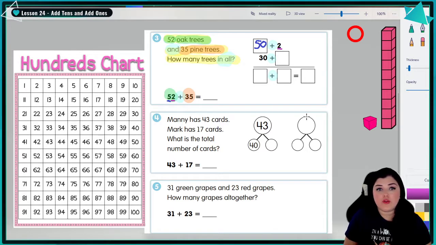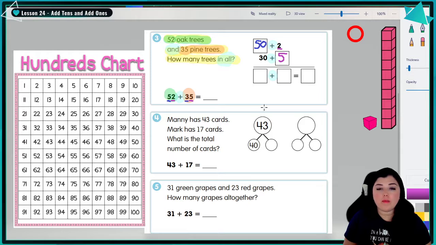Next, I'm going to look at my number 35. How many groups of 10 in the number 35? Look at your tens place. There are 3 groups of 10, and 3 groups of 10, 10, 20, 30, makes the number 30. So we write 30. But we still have to add our ones. How many ones in the number 35? Look at your ones place. There are 5 ones, so I'm going to write the number 5. Because 30 plus 5 more makes 35.